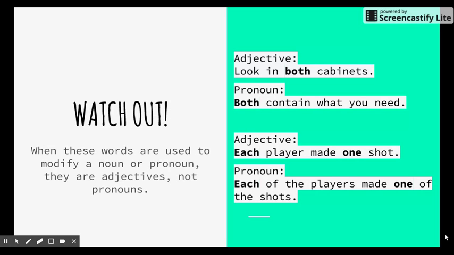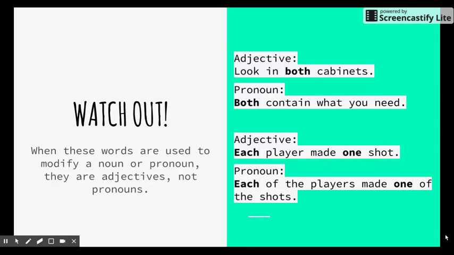Just crazy, isn't it? I know. Let's take a look. Look in both cabinets. Both is telling us how many cabinets they need to look in, and that makes it an adjective in this sentence. The next one, both contain what you need. Both is a pronoun here. It's actually the subject of this sentence.